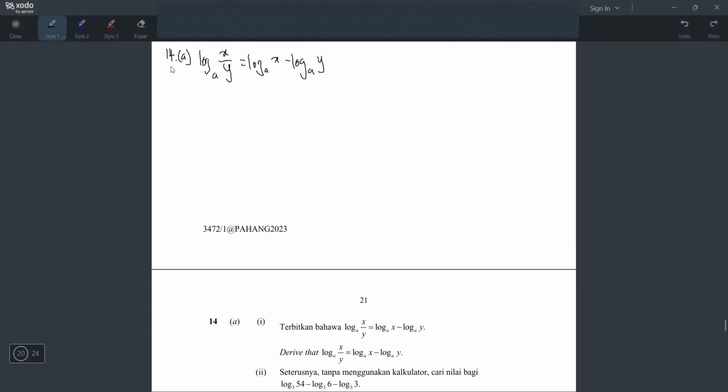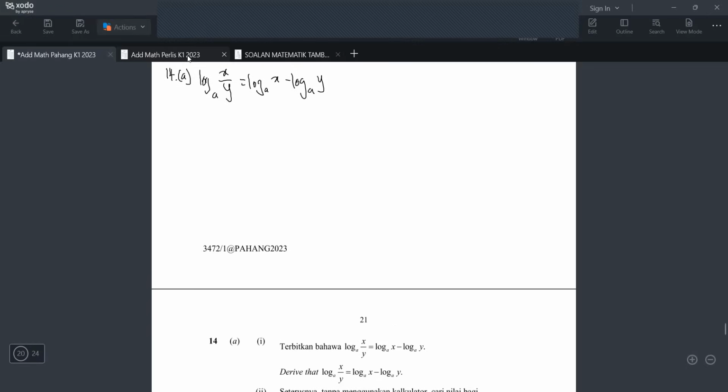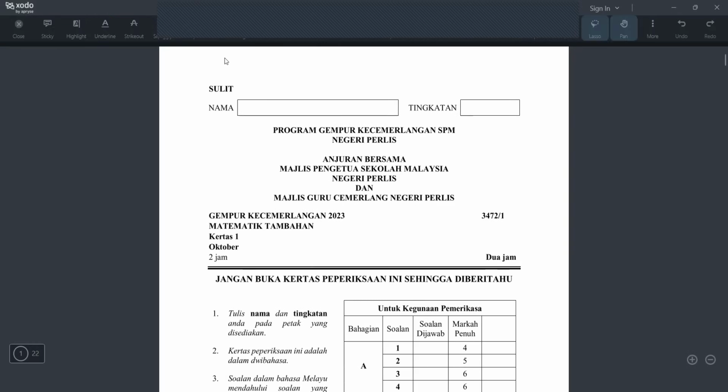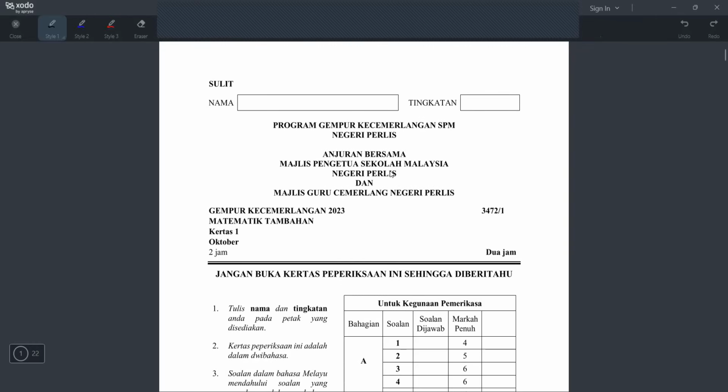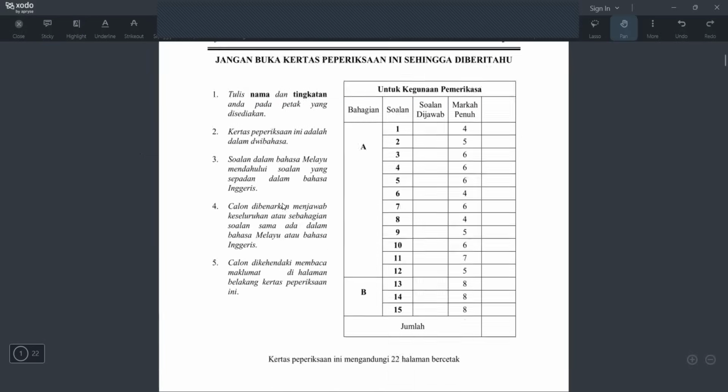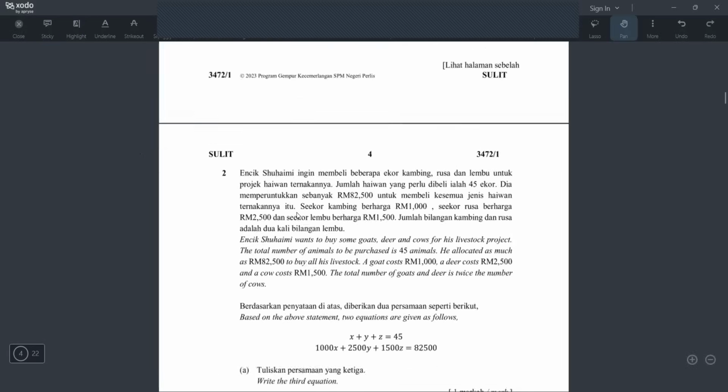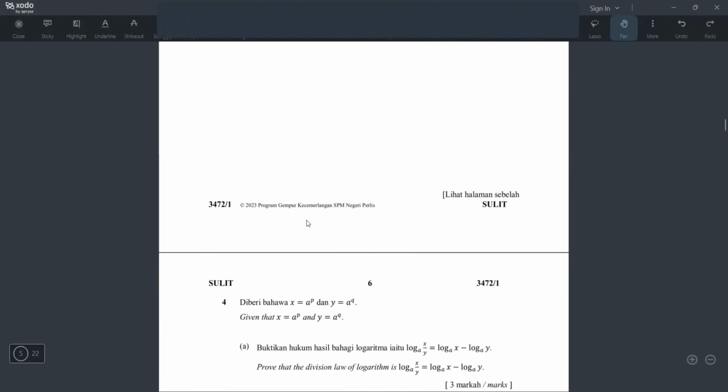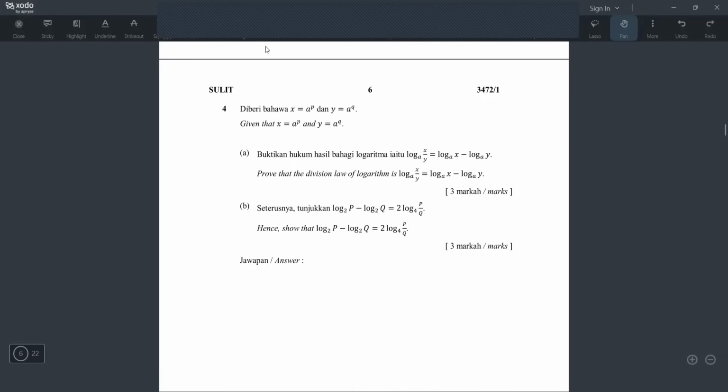But before I derive, I just want to show you some other state paper where they ask a similar question. So I will show you the Perlis paper now. So this is the Perlis paper, okay? Can you see Perlis, and it's Paper 1, and it's also the trial for 2023 Add Maths. Let me show you one question. I forgot which question. Let me find it for you quickly. All right, let me find it. Yeah, this one. I found it already.